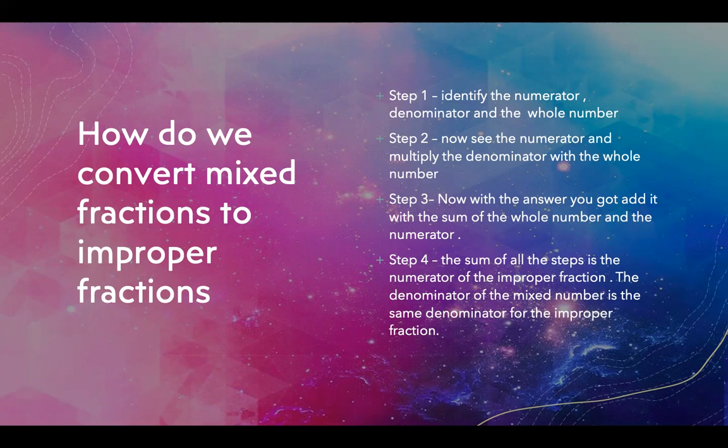The denominator of the mixed number is the same denominator for the improper fraction. So even though we're converting over here, the denominator in the mixed fraction, right? And even in the improper fraction, the denominator is the same, but the numerator changes because we add. You can say these steps. If you read properly, you'll understand what I'm trying to explain. It's really hard to explain.